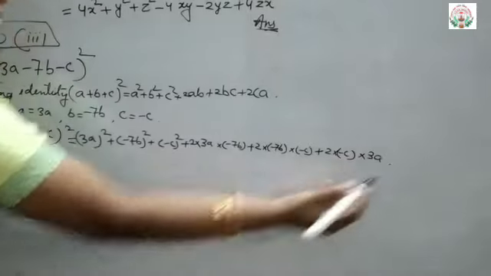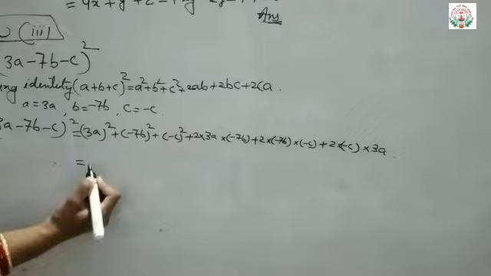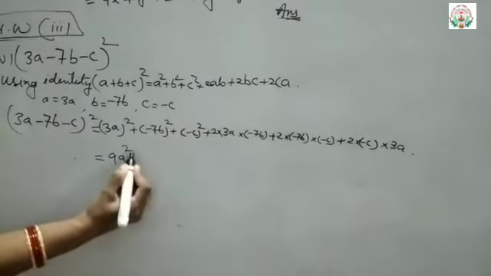So now simplify, that is 4 square will be how much? 16 a square.